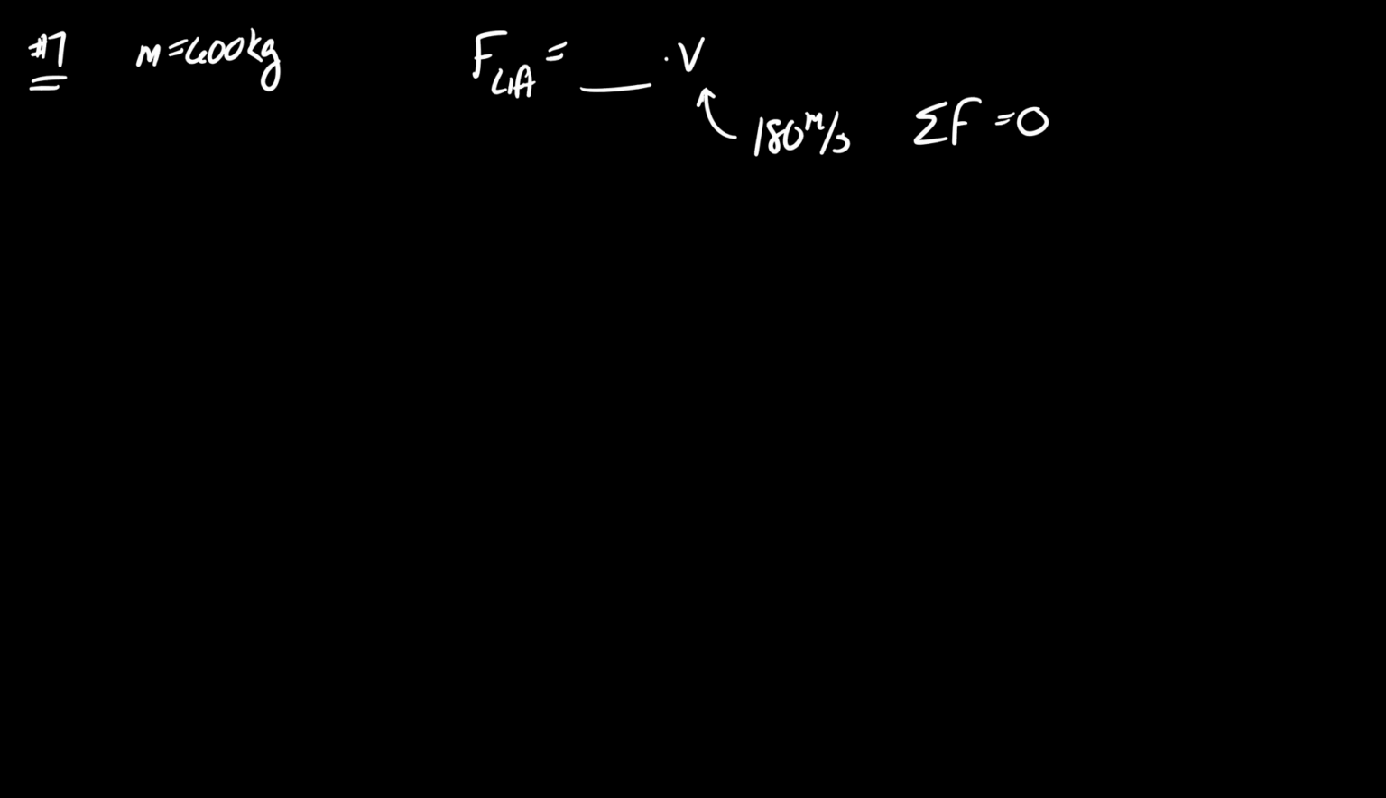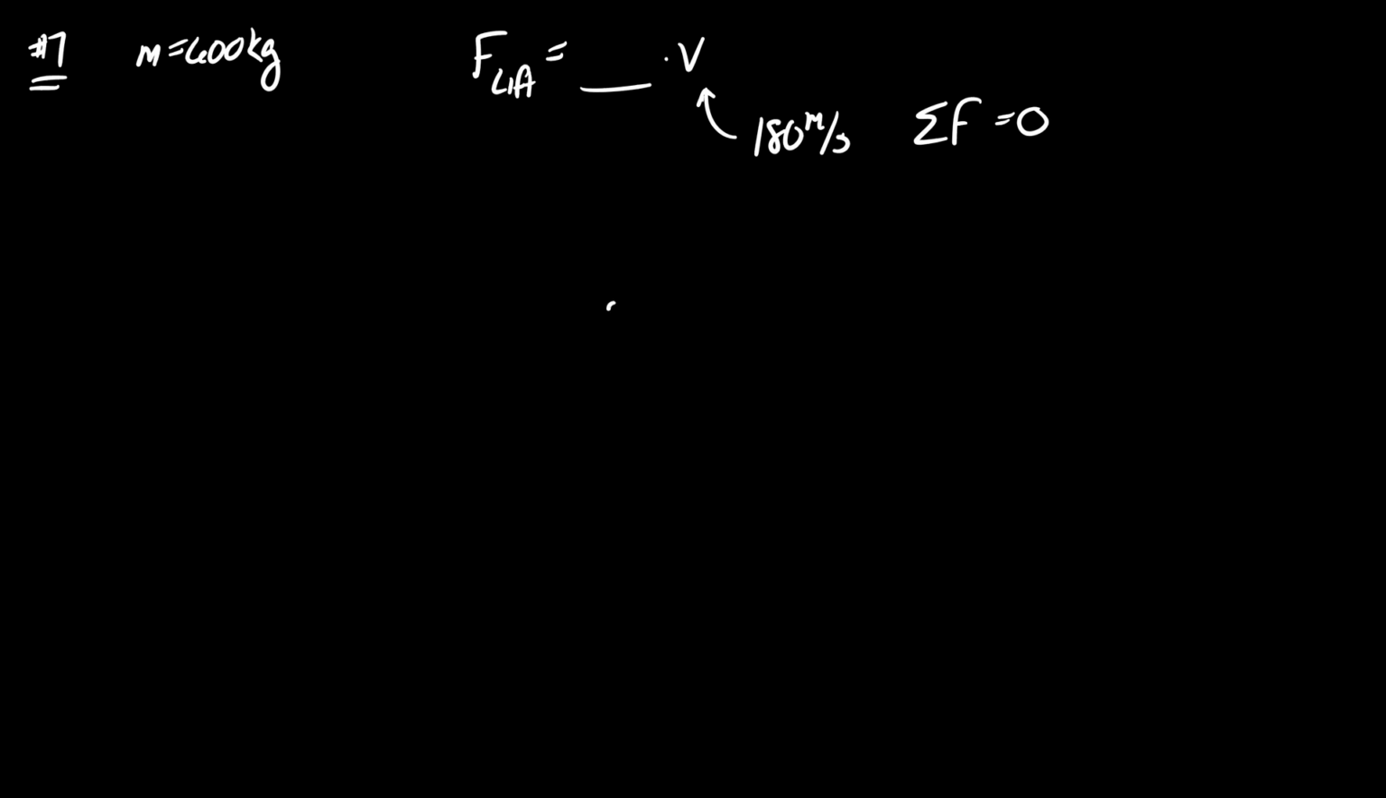A 600 kilogram plane develops a lift force, that's the force that pushes up on a plane, that is proportional to the velocity of the plane. So F lift equals some proportionality constant times the velocity. That's what that sentence says, right? The lift force is proportional to the velocity of the plane. At a speed of 180 meters per second, the plane can sustain level flight with a net force of 0. All right, so that says that at a velocity of 180 meters per second, the net force will be 0.